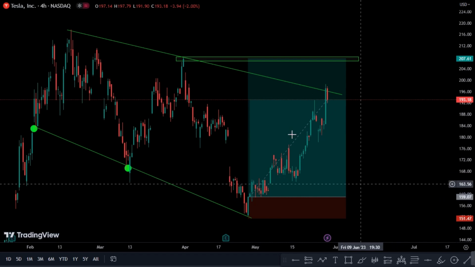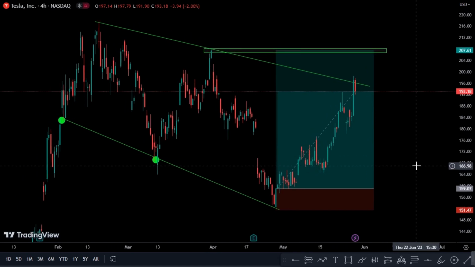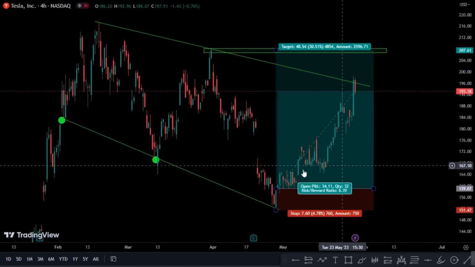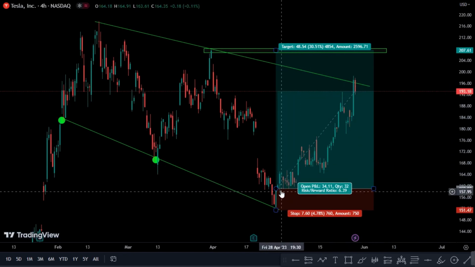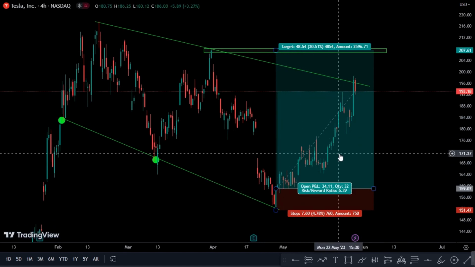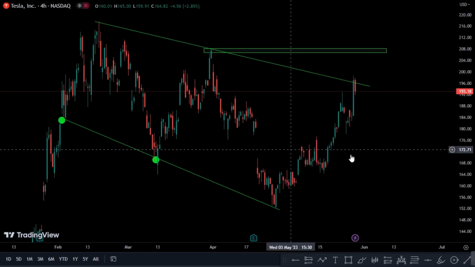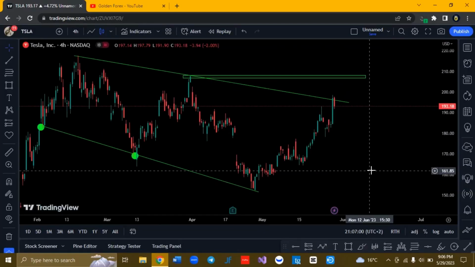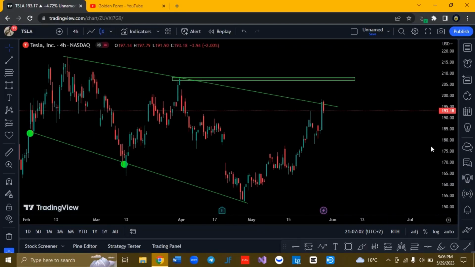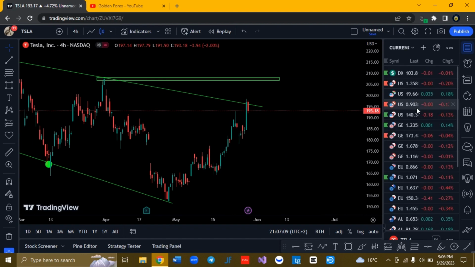Okay, so as you can see here as well, this is how we would have utilized this strategy in order for us to catch this movement right here. And we barely have drawdowns when we are using this strategy. Okay, so that was our analysis on the stock, which is Tesla, and that is how you could have found your entry point on Tesla. And now we are going to be looking into a currency.